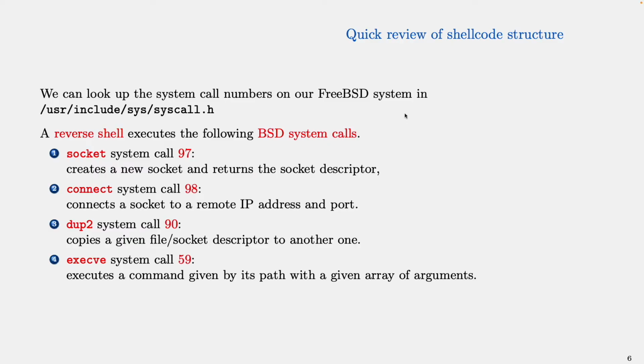So, not much to our surprise, we find that the system call numbers in FreeBSD are the same as in macOS. 97 for the socket call, 98 for the connect call, 90 for the dup2 call, and 59 for the execve call.